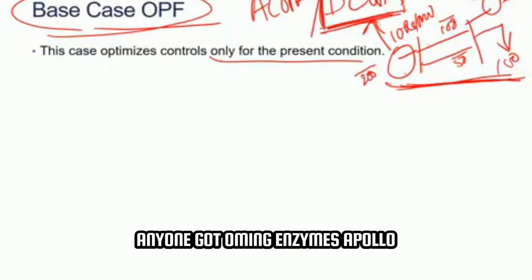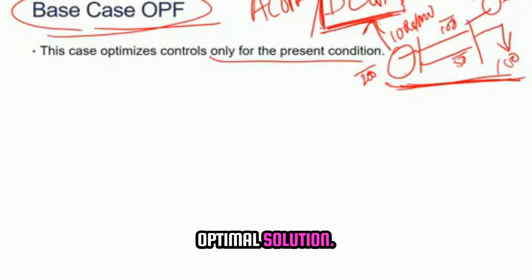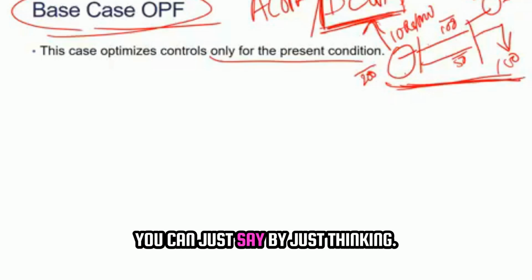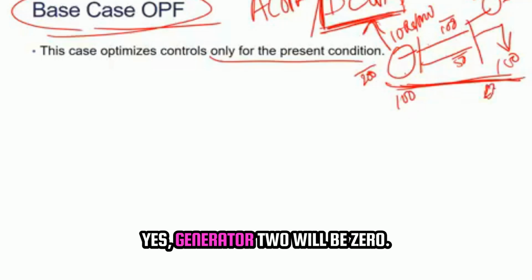Anyone? What? Consuming the power from generator 1. Means with this condition, what will be the solution, the optimal solution? You can just say by just thinking, because the reactance... generator 1 will be 100, and generator 2 will be 0.